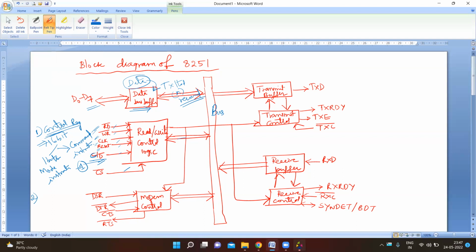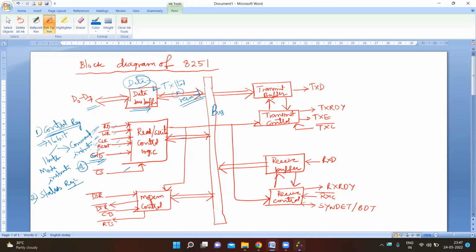In that, the first buffer register is a control register, and the second one is a status register. The function of this status register is that it is an input register. It checks the ready status of peripherals, whether the transmitter is ready or not, whether the receiver is ready or not. These ready statuses can be read with the help of this status register.